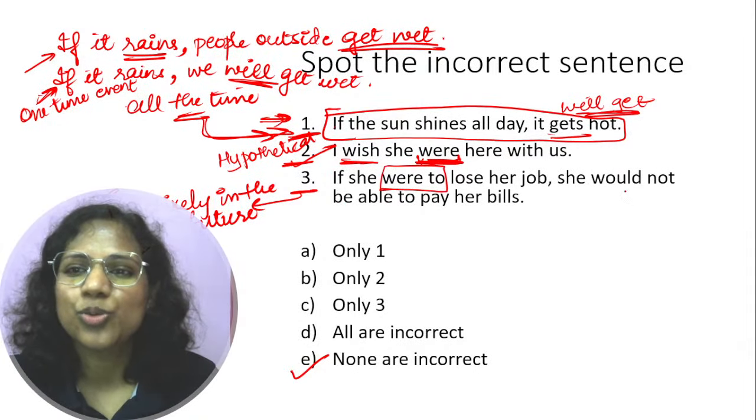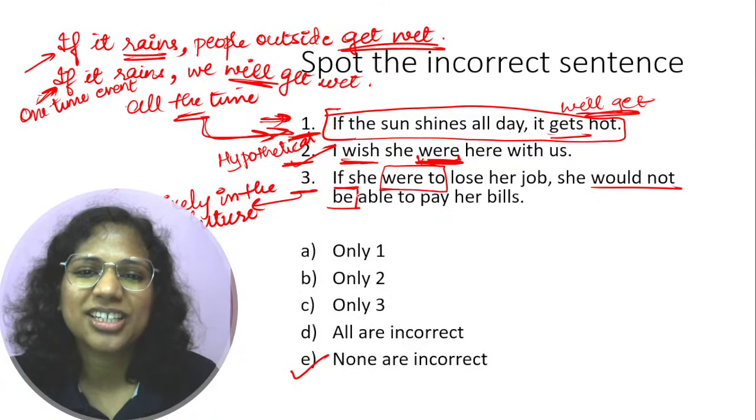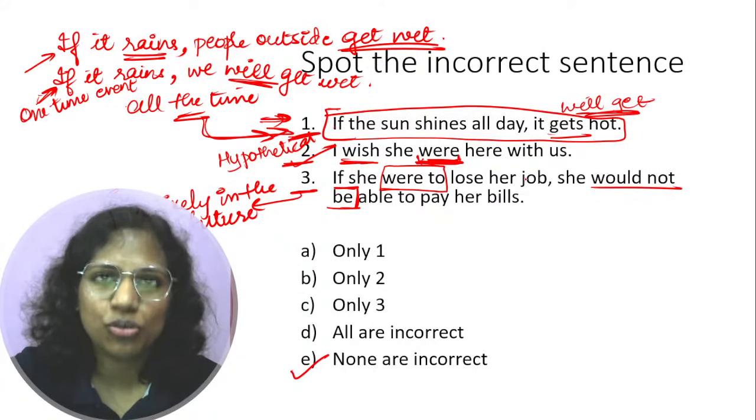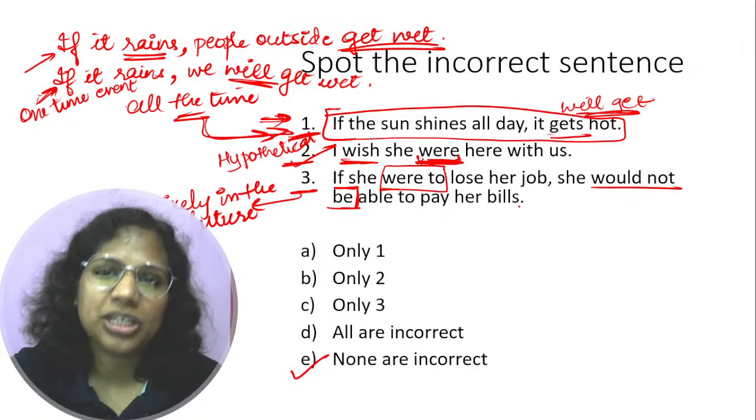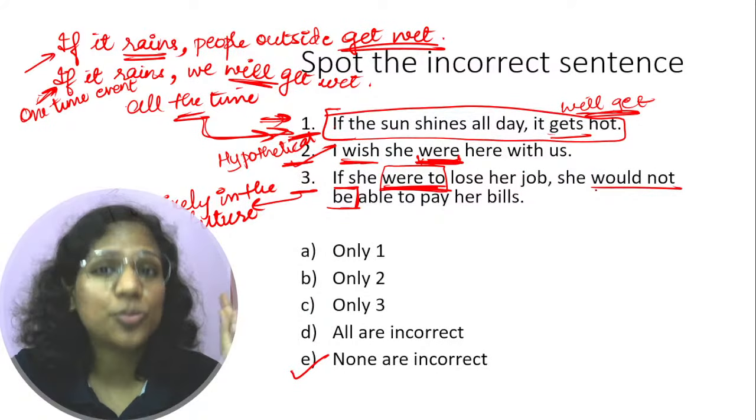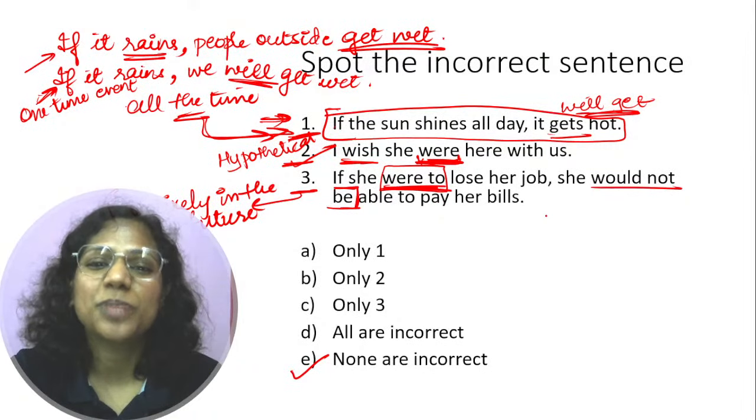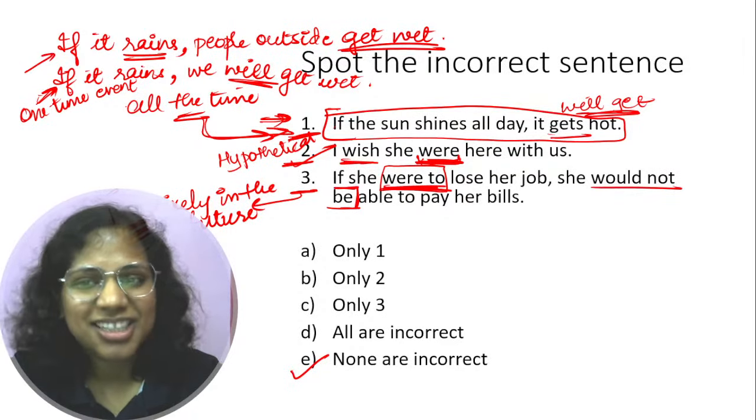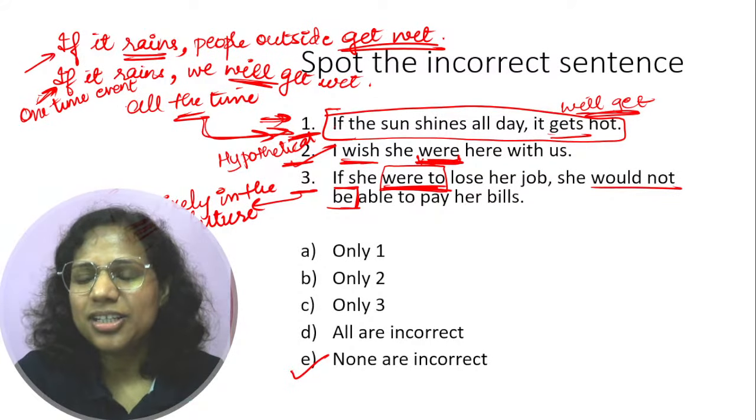Were to, would be or would not be, whatever the case is. Were to and would be. If she were to lose her job tomorrow, she would not be able to pay her bills. Unlikely, highly unlikely in the future. Okay, so none are incorrect here.